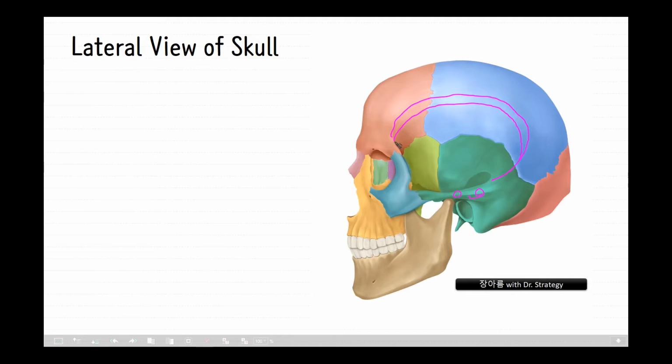The temporal lines often present anteriorly as a distinct ridge, but become much less prominent as they arch posteriorly across the parietal bone. This is the parietal bone, and this is the temporal bone, green color, and this is the frontal bone. Okay, the inferior temporal line becomes more prominent. It means that around here is very prominent.